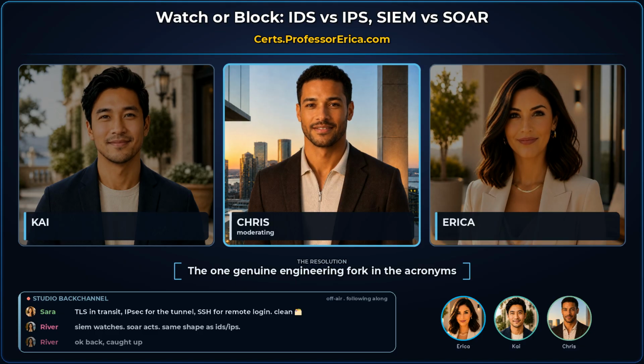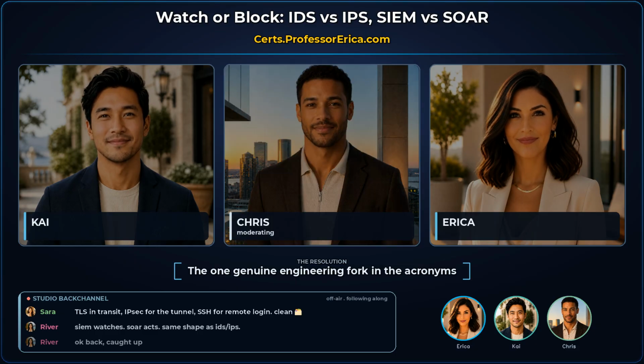One family left, the one that scares people most on paper, governance and the threats, and there is a cheat sheet that ties the whole episode together.